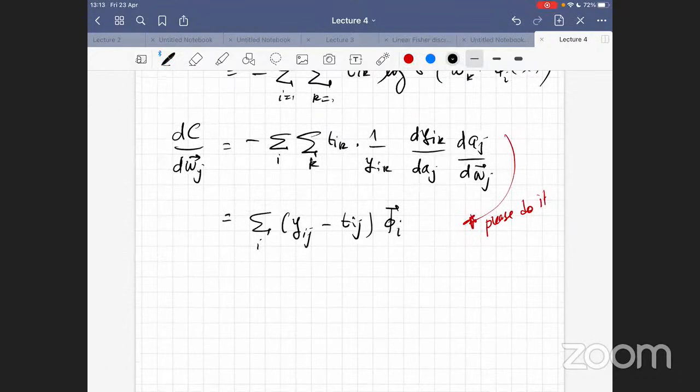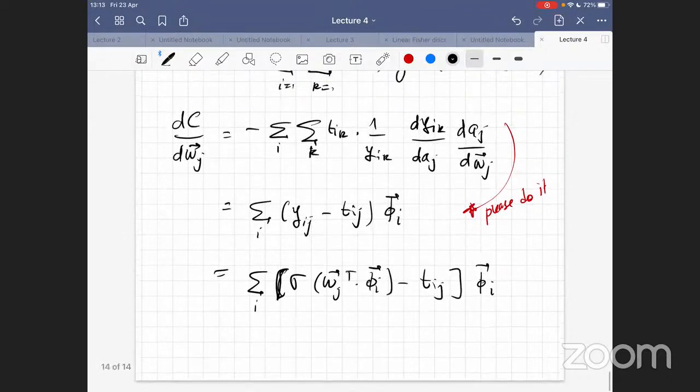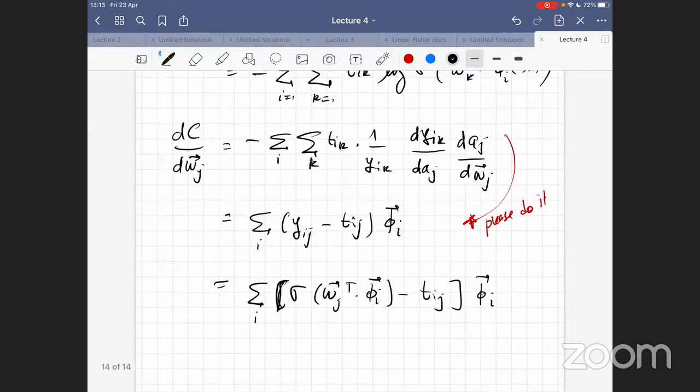Then I can just rewrite this to say what y is. So y is just my sigmoid, right? So this is just this model here minus the labels. And that is the way to go. But this should be equal to 0.